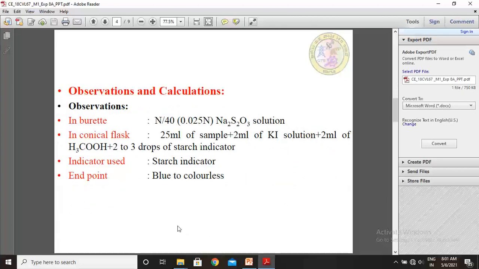Observations and calculations. How are observations made? See in this slide. In the burette, 0.025 normal sodium thiosulfate solution is required. In the conical flask, 25 ml of sample plus 2 ml of KI solution plus 2 ml of glacial acetic acid plus 3 drops of starch indicator is required. Indicator used: we have used starch indicator. End point: blue to colorless. So these are the observations.